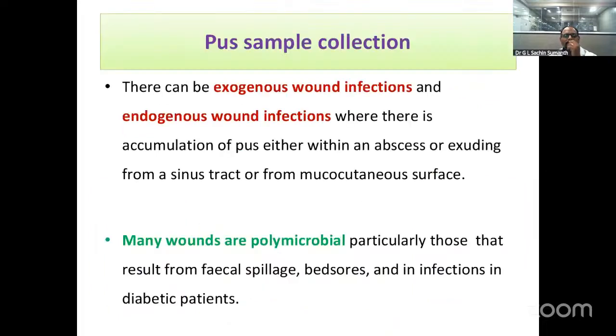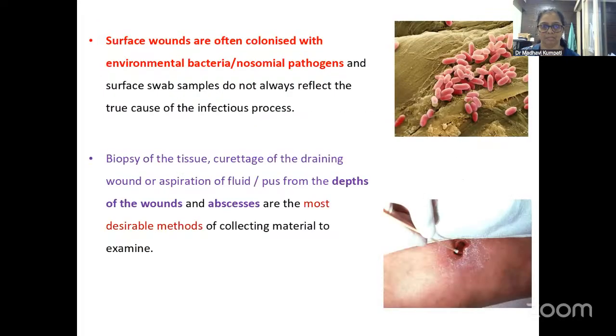Now coming to the pus sample collection, there can be exogenous wound infections and endogenous wound infections, where there is accumulation of pus within an abscess or exuding from a sinus tract or from a mucocutaneous surface. Many wounds are polymicrobial, particularly those that result from fecal spillage, bed sores, and infection in diabetic patients. Surface wounds usually get colonized with environmental bacteria or nosocomial pathogens, and the surface swabs do not always reflect the true cause of the infectious process.